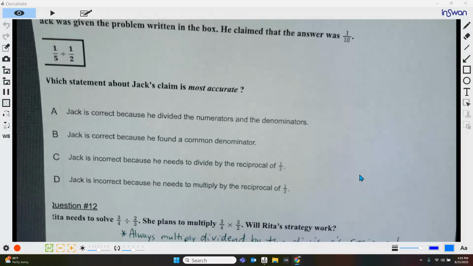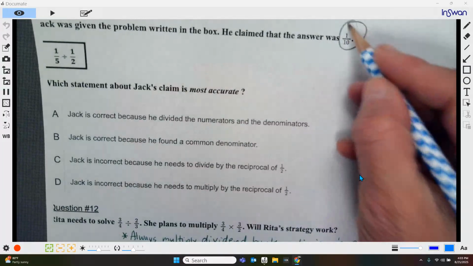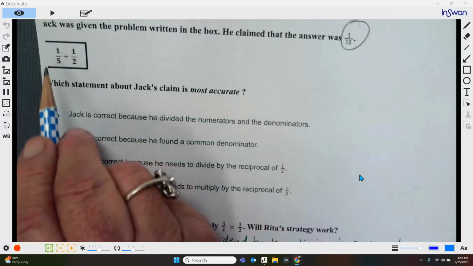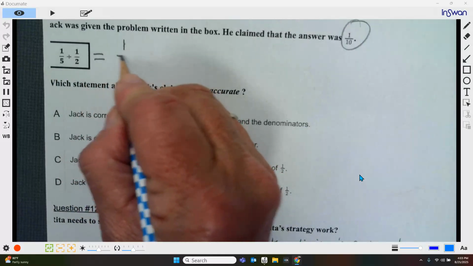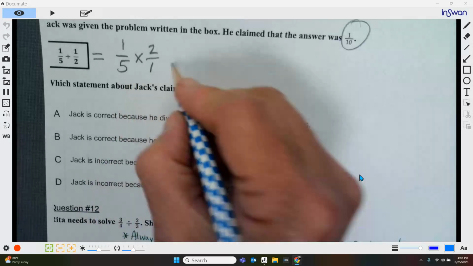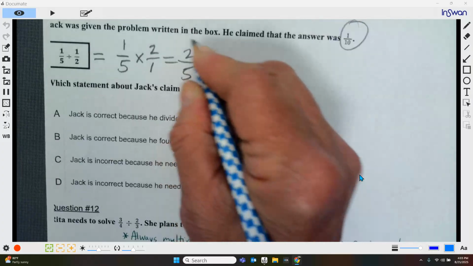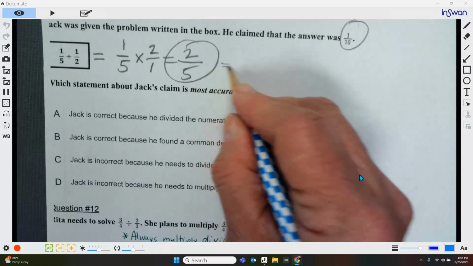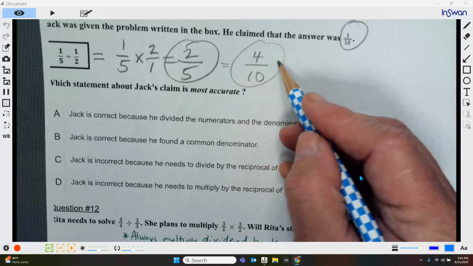All right. It says Jack was given the problem written in the box. He claimed that the answer was 1/10. Well, before we can do anything, we have to work this problem out to see if he was right or wrong. So we have 1 over 5 divided by 1 over 2. We set that up to multiply by the reciprocal, so 1 over 5 times 2 over 1, that's keep, change, flip. We're going to multiply 1 times 2 is 2, 5 times 1 is 5. So the answer is actually 2/5, and that is not correct, because if I converted 2/5 to tenths, 5 goes into 10 2 times, 2 times 2 is 4, that would be 4/10, and those two are not the same.